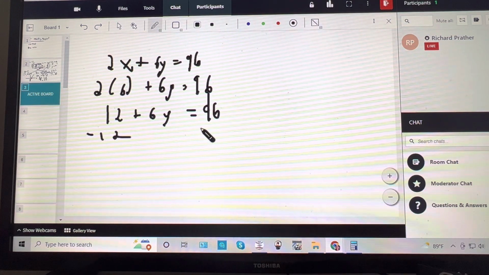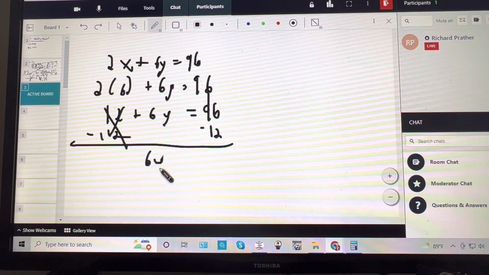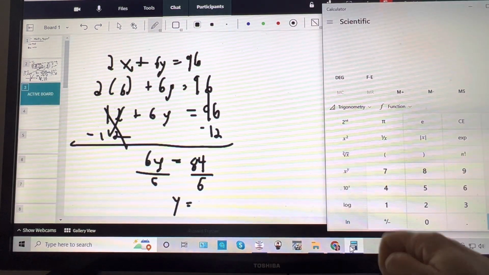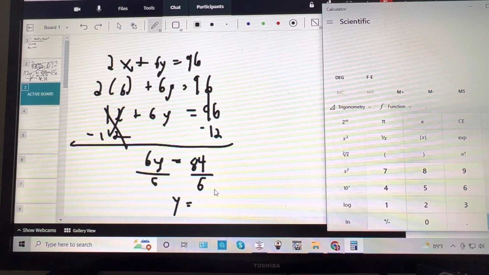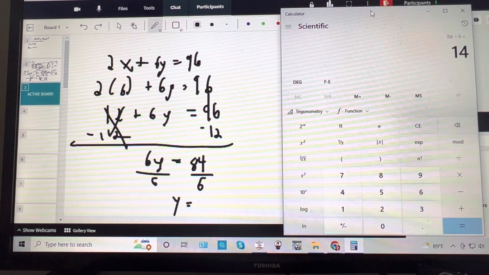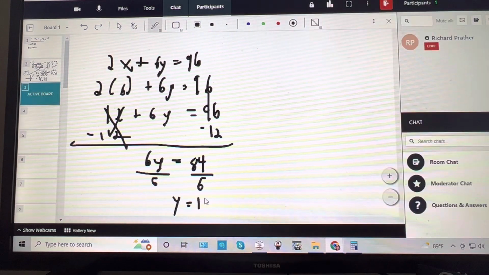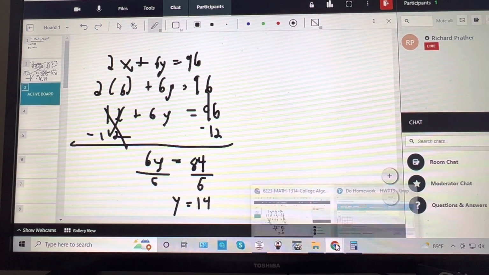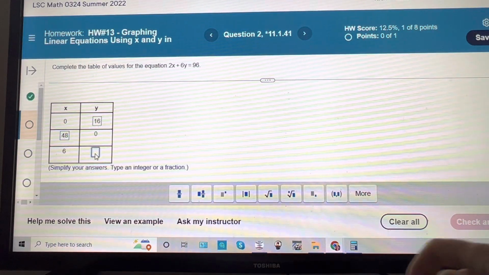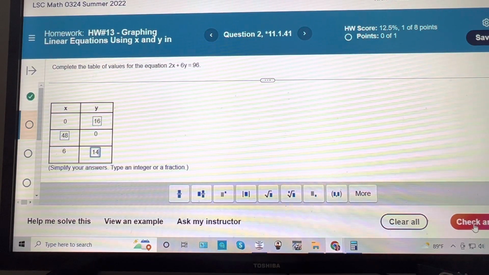Minus 12. 96 minus 12 is 84. Divide by 6. 84 divided by 6 is 14. So that's another coordinate, 6, 14.